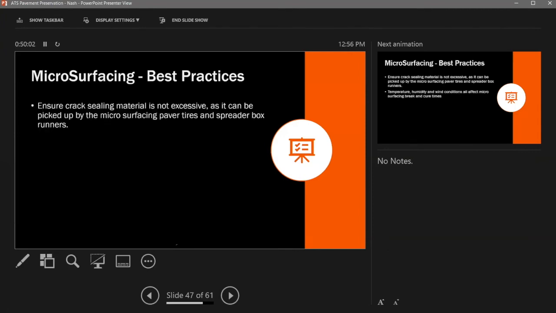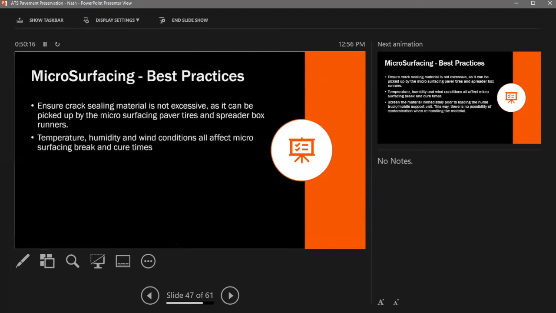As far as best practices go, if you do have any larger cracks, go ahead and crack seal them first. A lot of these treatments can be combined and used together. They don't have to be isolated just by themselves. Make sure the temperature, humidity, etc. is super important with these treatments because you're dealing with emulsions and that is your primary component in the microsurfacing. You have to be aware of your environment.